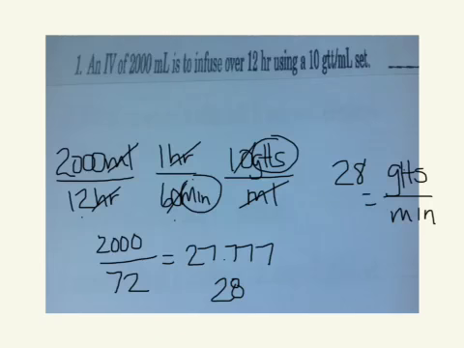And hopefully that wasn't too hard, and we'll start on the next one. Okay, so here's the second problem. 3,500 milliliters are ordered to infuse in 24 hours using a set calibrated at 20 drops per minute. So this one's fairly easy. All you're going to do really is use the same formula that we did before.